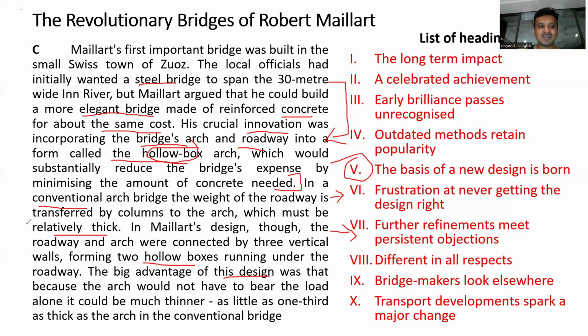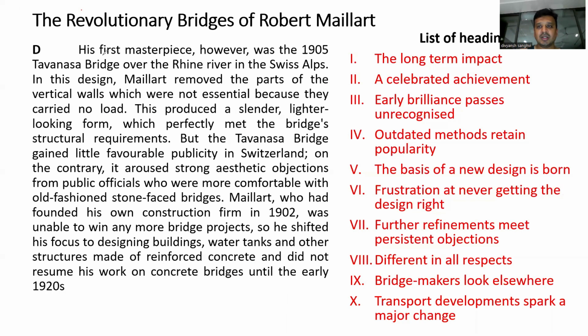Let's try to see another one. Let's move to D paragraph then. Okay. His first masterpiece. Now, first means, I guess, early. Masterpiece means brilliance. So, most probably, we might have got our answer, but there is another half as well in this sentence, that is unrecognized. So, his brilliant work shouldn't be recognized either by the people or public or someone. So, let's move ahead and see whether the other half is there in this paragraph or not.